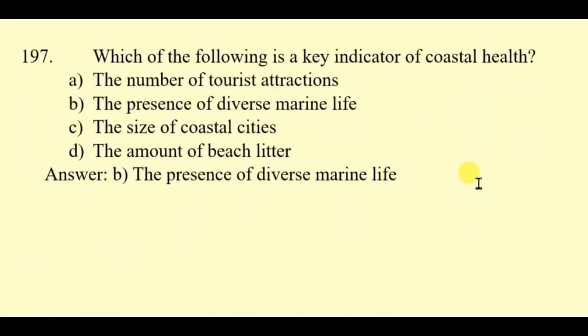Question 197. Which of the following is a key indicator of coastal health? The number of tourist attractions, the presence of diverse marine life, the size of coastal cities, the amount of beach litter. Here the right answer will be the presence of diverse marine life.